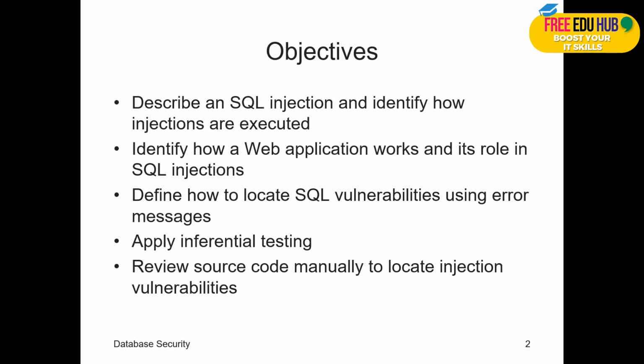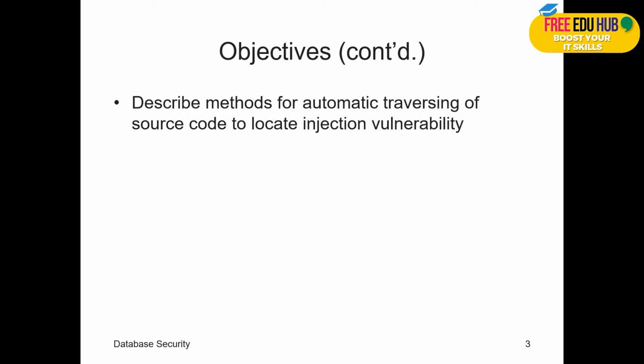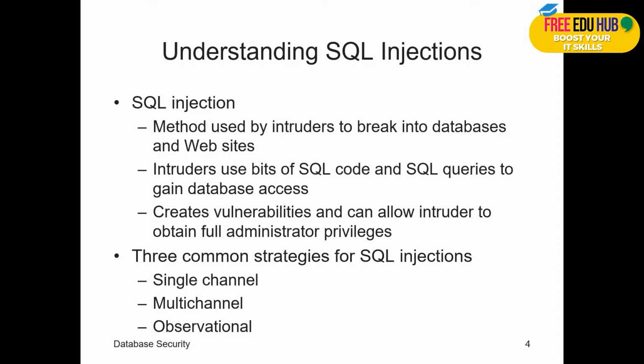Describe an SQL injection and identify how injections are executed. Then we'll identify how web applications work and its role in SQL injections. Then we'll define how to locate SQL vulnerabilities using error messages, apply inferential testing, and then we'll review the source code manually to locate the injection vulnerabilities. Further methods for automatic traversing of source code to locate the injection vulnerability.